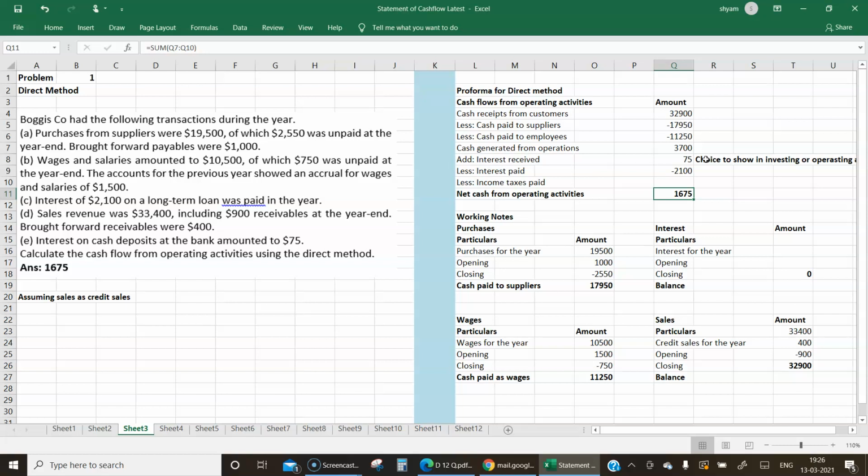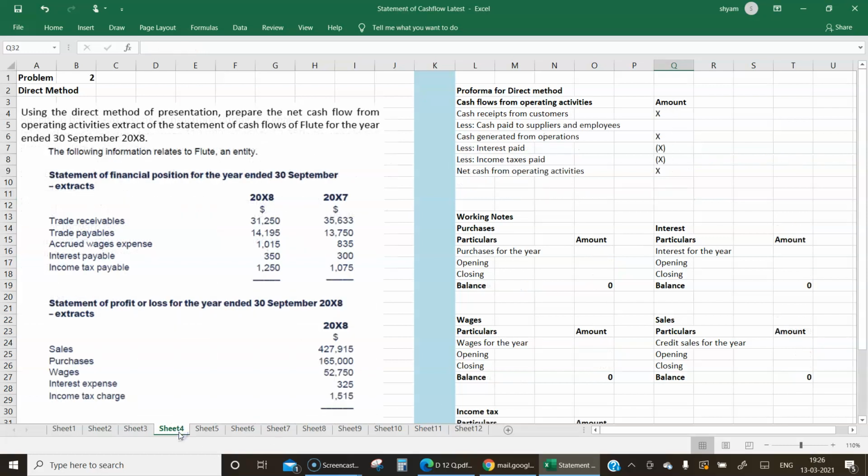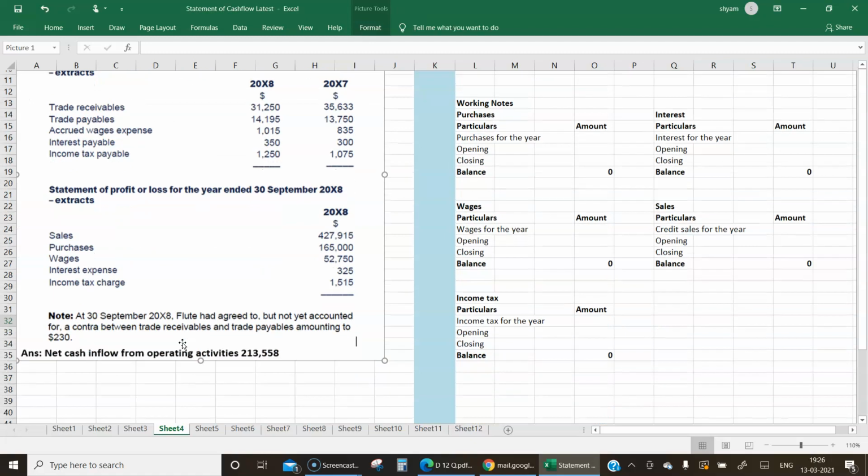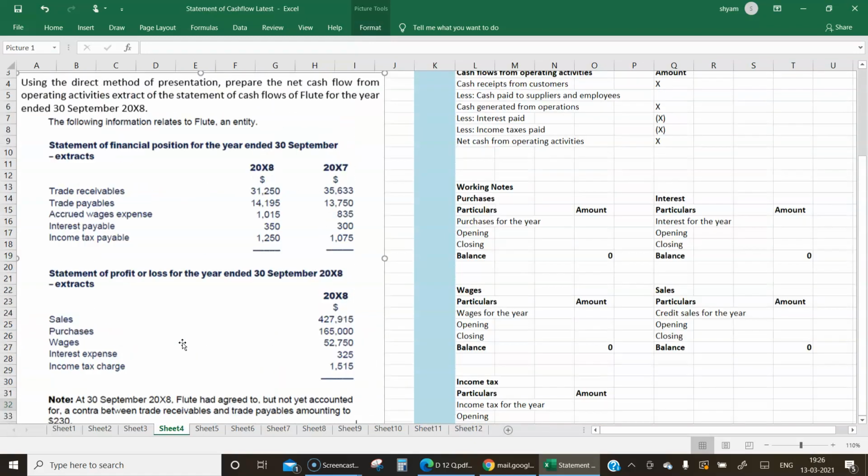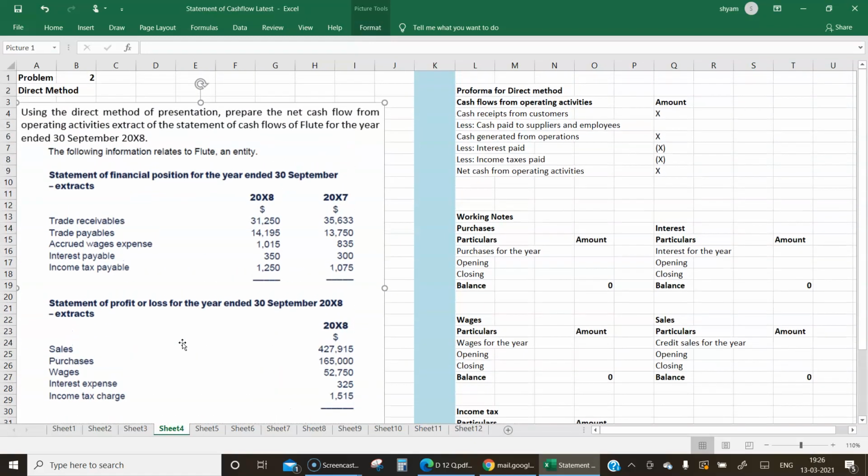We will see another sum in the same direct method. This is a similar problem, but the question is given in a different format. So we'll read this sum and then we'll try to solve it.